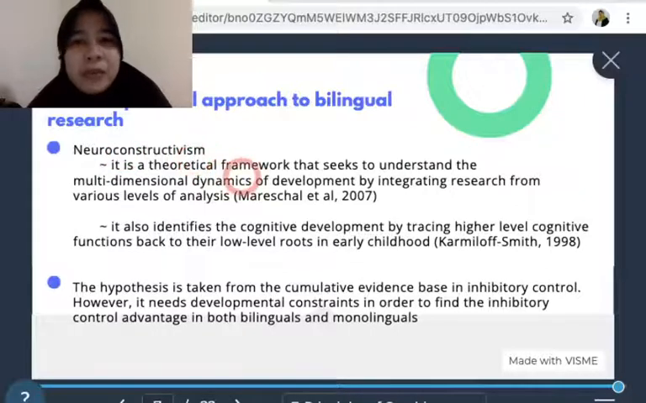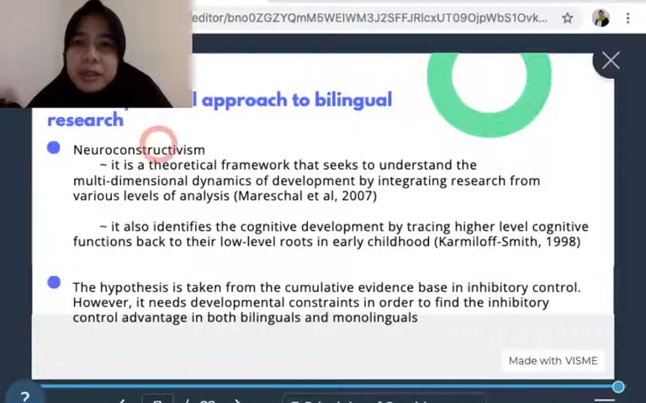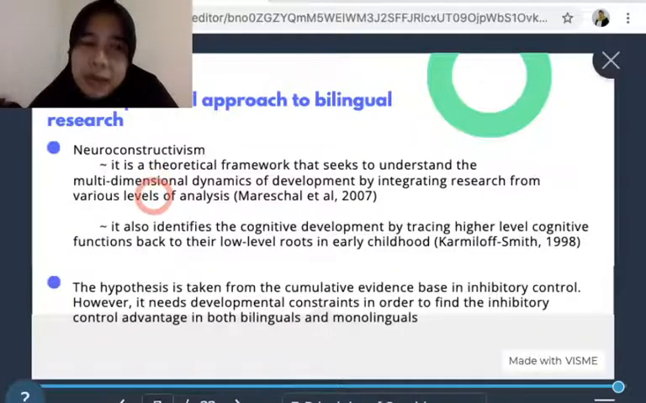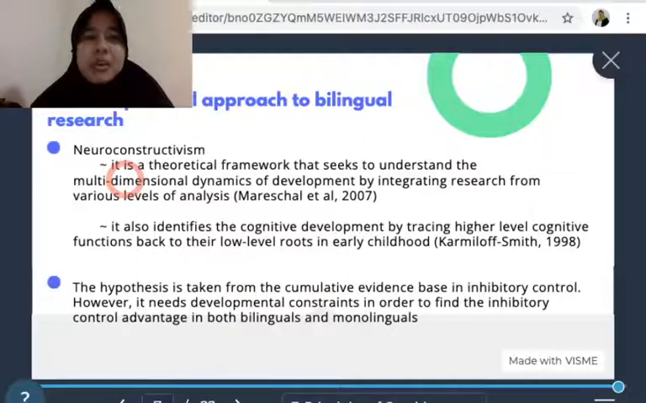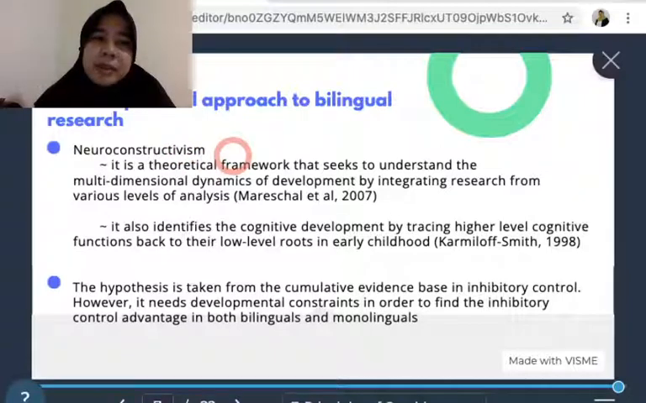Neuroconstructivism is a theoretical framework that seeks to understand the multidimensional dynamics of development by integrating research from various levels of analysis. So actually neuroconstructivism is the theory about development, language development. But using neuroconstructivism, we can see the various levels of analysis, including bilingual cognitive competence analysis. So besides using the Simon task performance task and neuroimaging, we can use neuroconstructivism as our theory or framework when doing bilingual research.